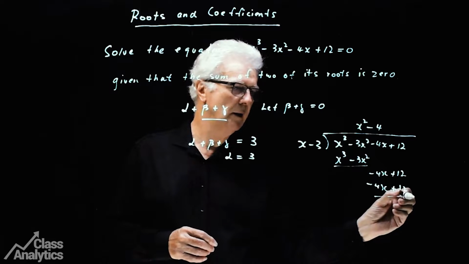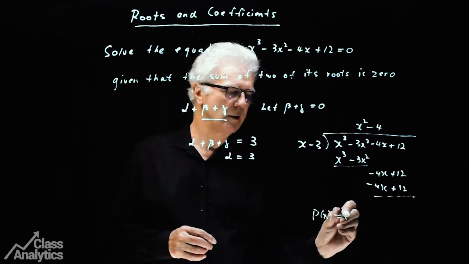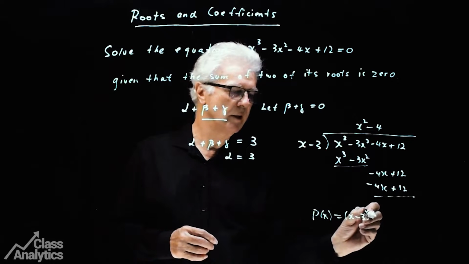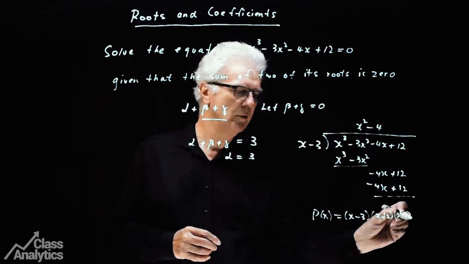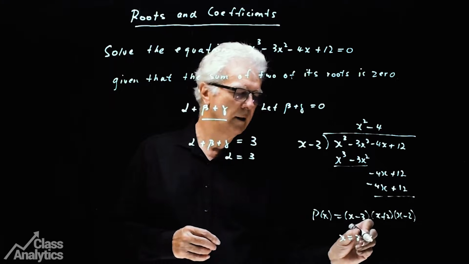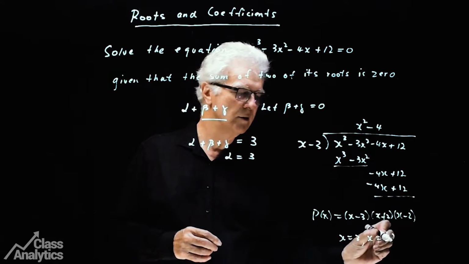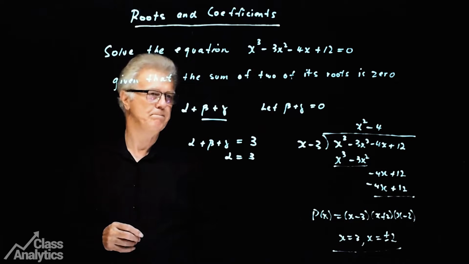It all goes up nicely. So here we have our polynomial is equal to x minus 3 times x squared minus 4, which is x plus 2 times x minus 2. So the roots are x equals 3, and x equals plus or minus 2. Done.